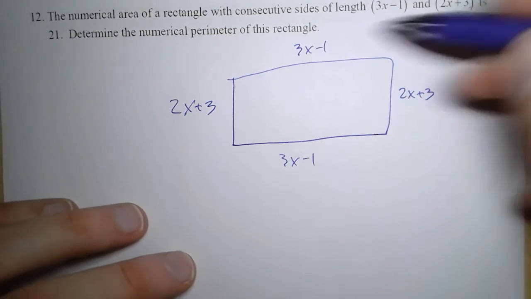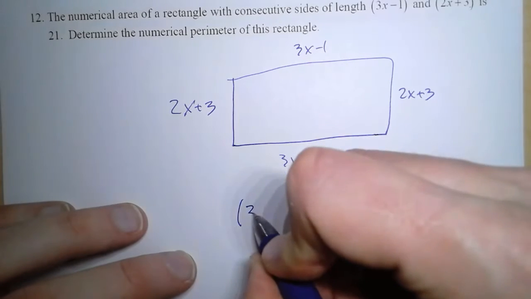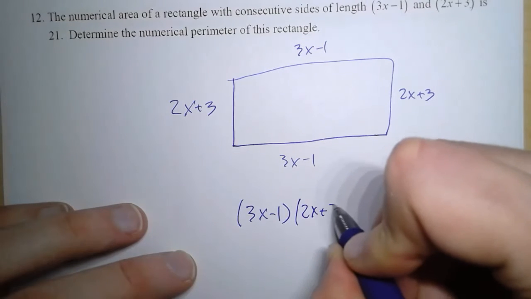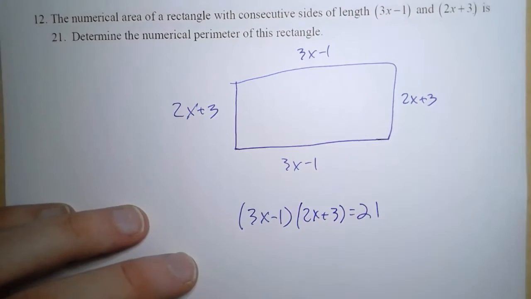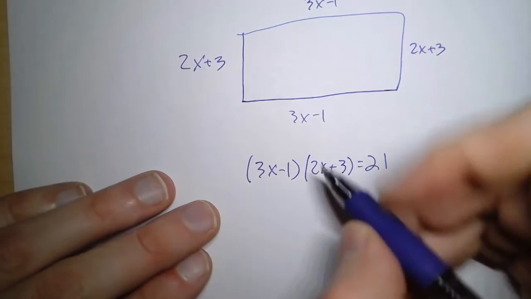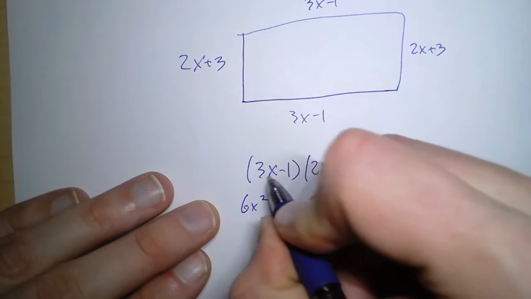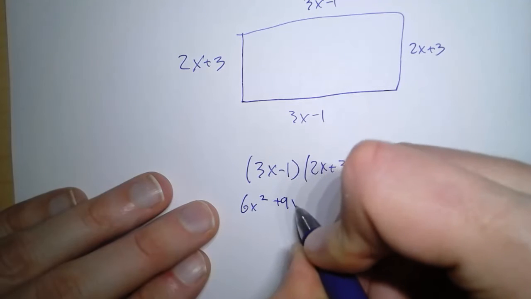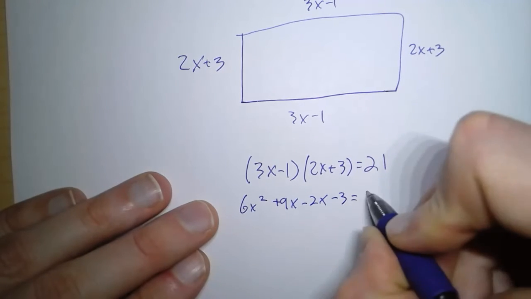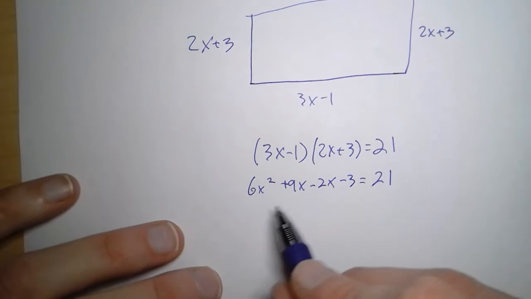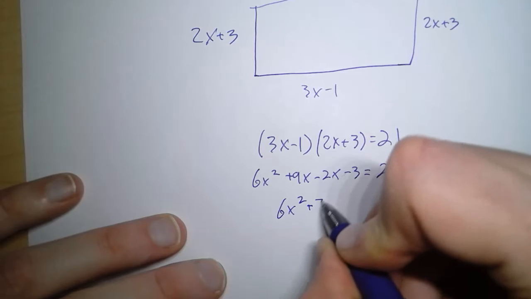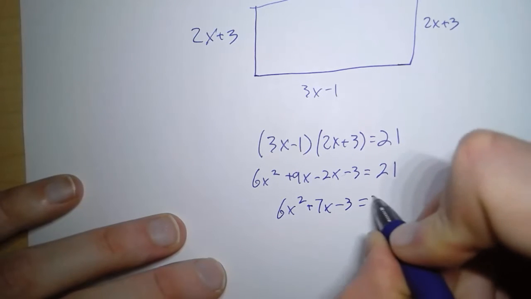So the area of a rectangle is length times width. So that's 3x minus 1 times 2x plus 3. That equals 21. Now, if I multiply these out, I'm going to get 6x squared plus 9x minus 2x minus 3 equals 21. And so if I combine the like terms, I get 6x squared plus 7x minus 3 equals 21.